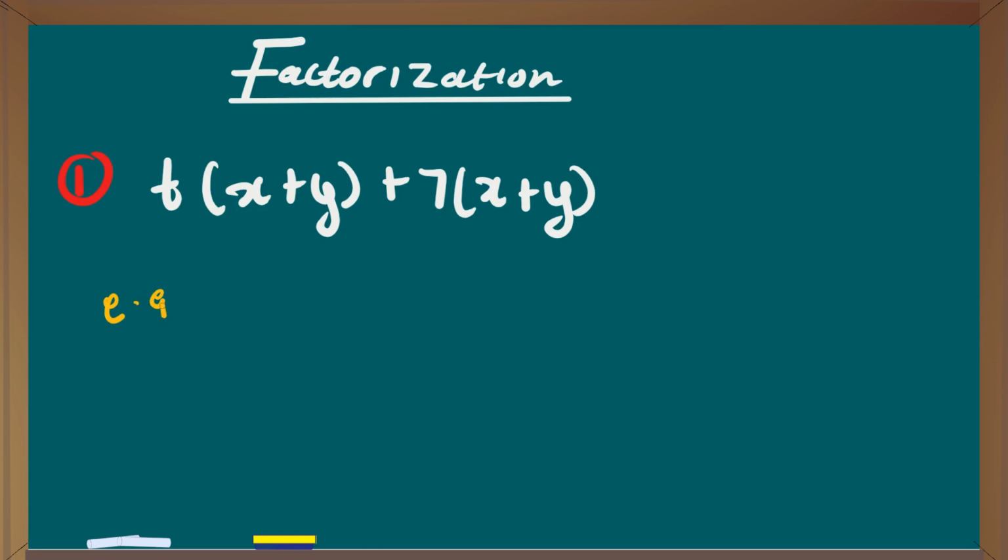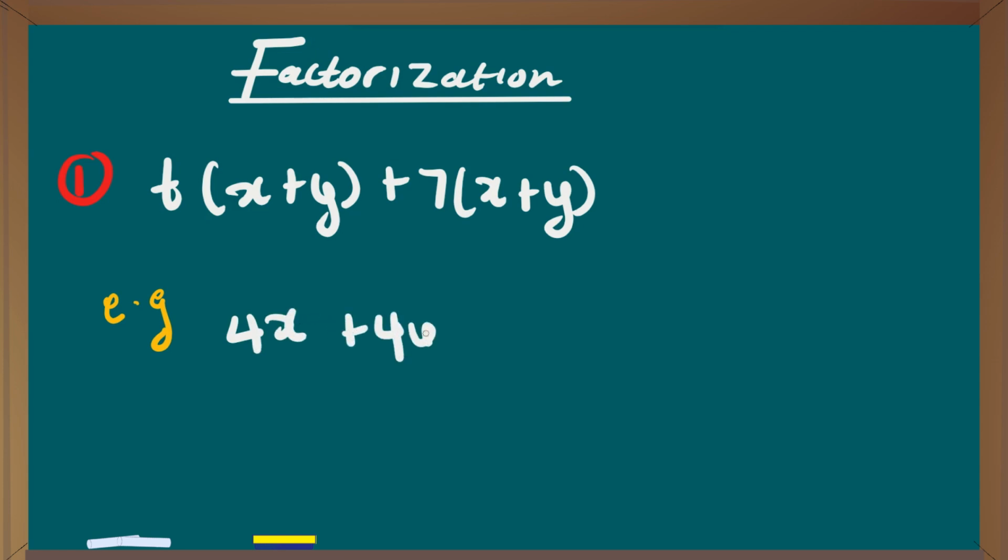Let's say for example we have 4x plus 4y, and we are told to factorize. How do we then deal with this one? Factorization is basically about taking out a common factor. What is the common factor in this case? We have 4x plus 4y. What is it that is common here?